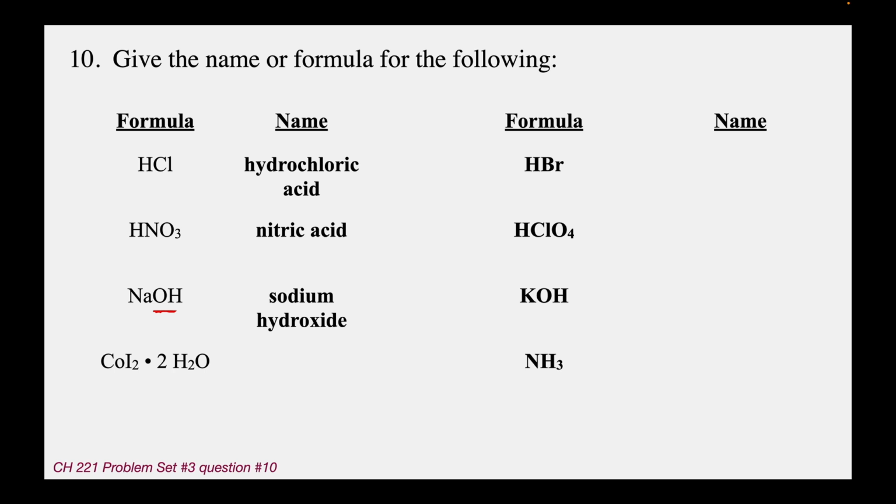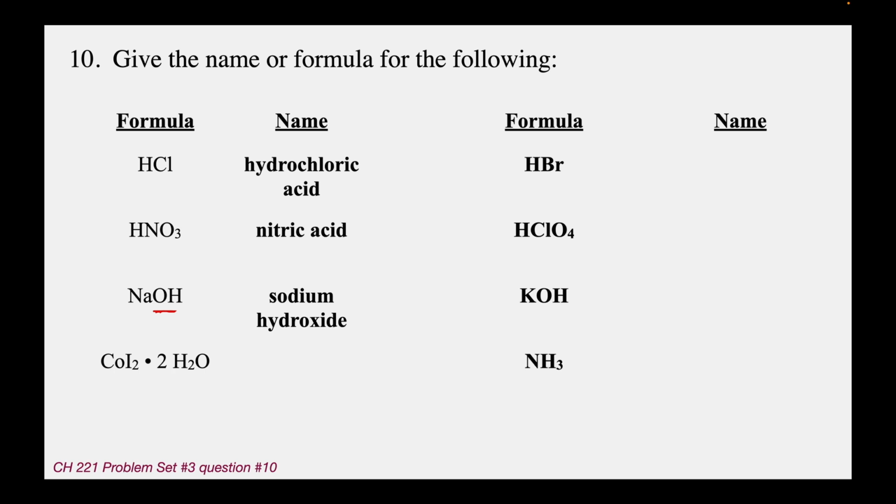Iodide is always -1, and there's two of them, so that means the cobalt is going to balance that -2 with its own +2, so that's a cobalt +2. CoI2 will be cobalt 2 iodide.